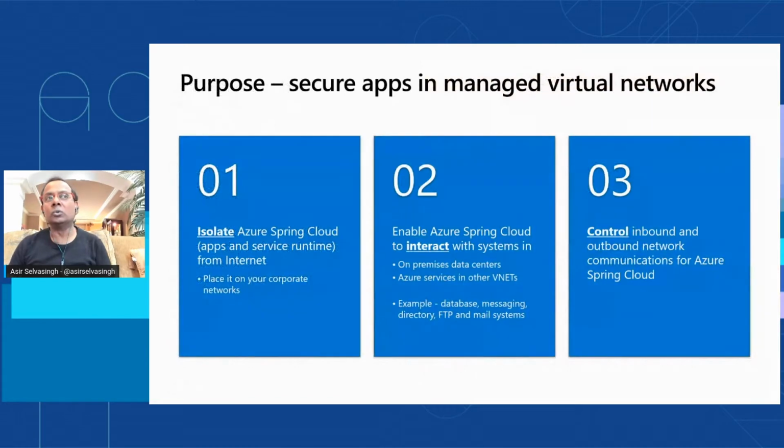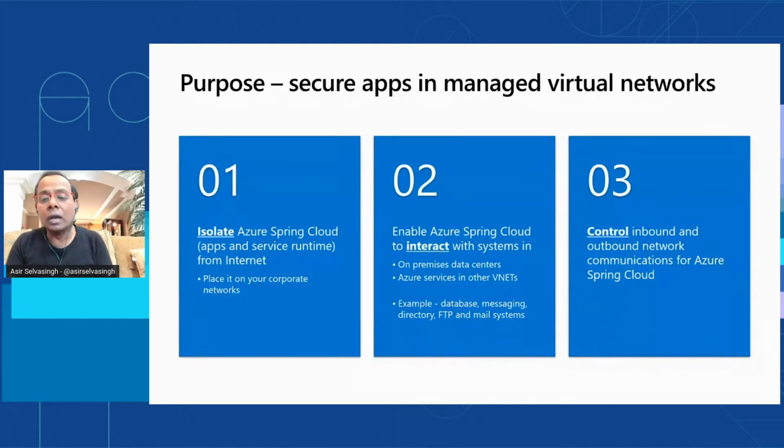Now, when you think about securing apps in managed virtual networks, there are three important reasons why you would do that. The first one is you want to isolate your Azure Spring Cloud, both the apps as well as your service runtime, from the internet. And you can also place it on your corporate network. So those are two different things. Isolating is one, and then placing it on your corporate networks, depending on what kind of business requirements you have.